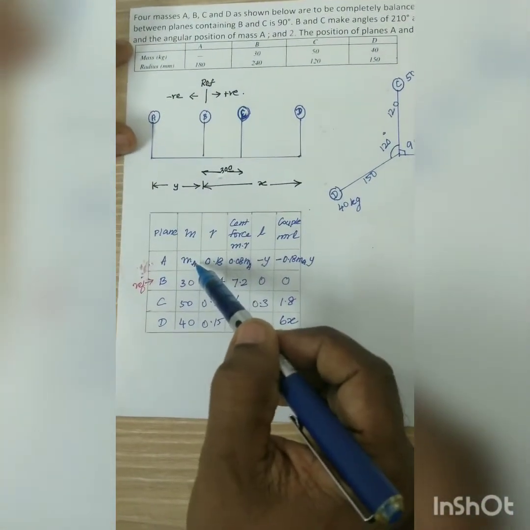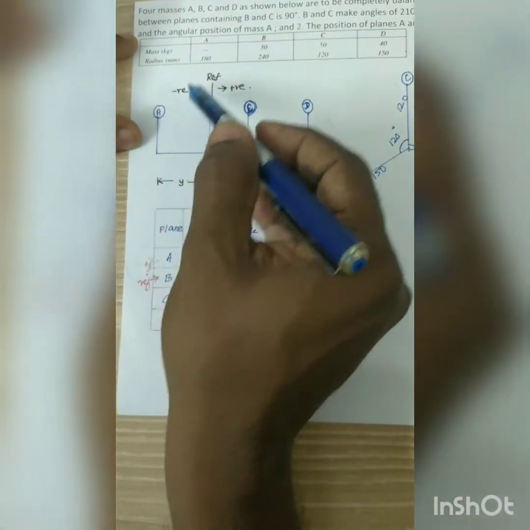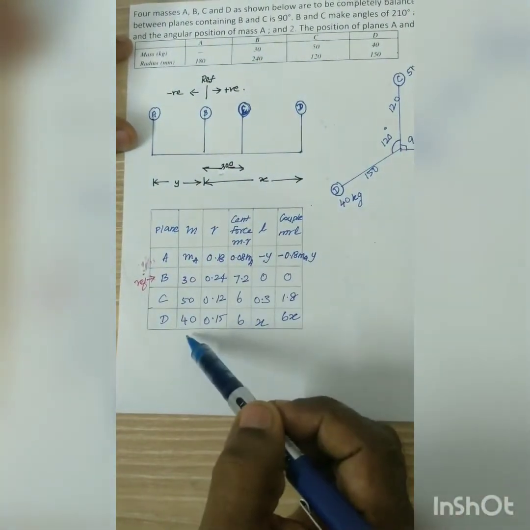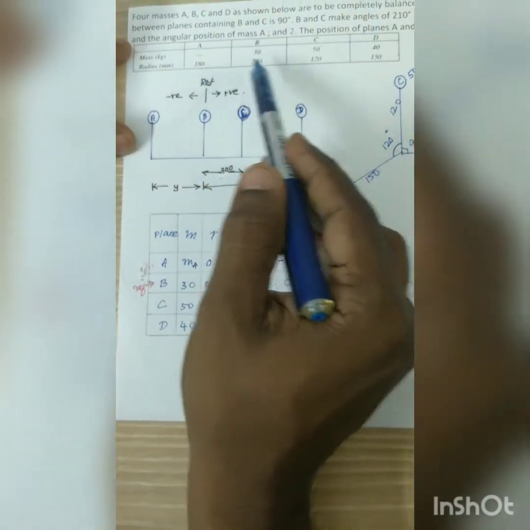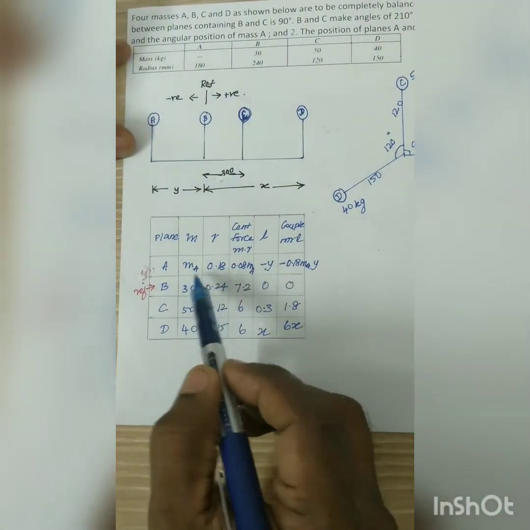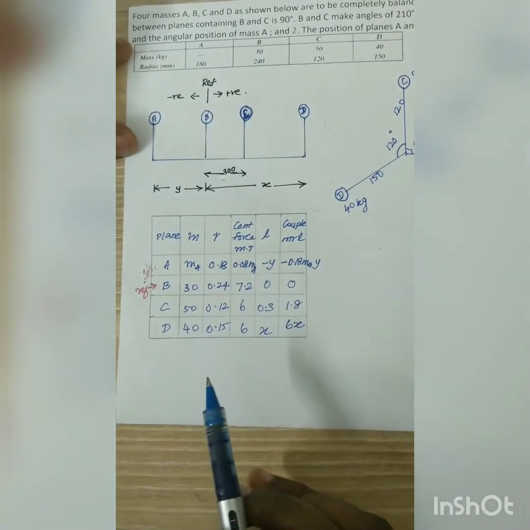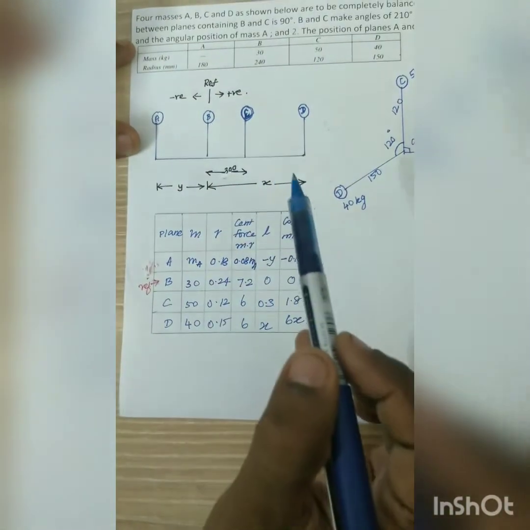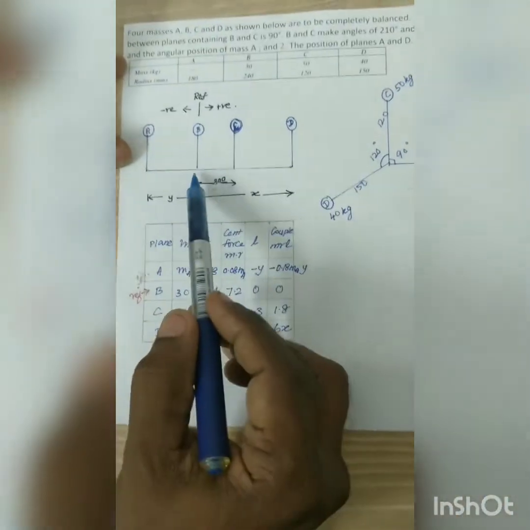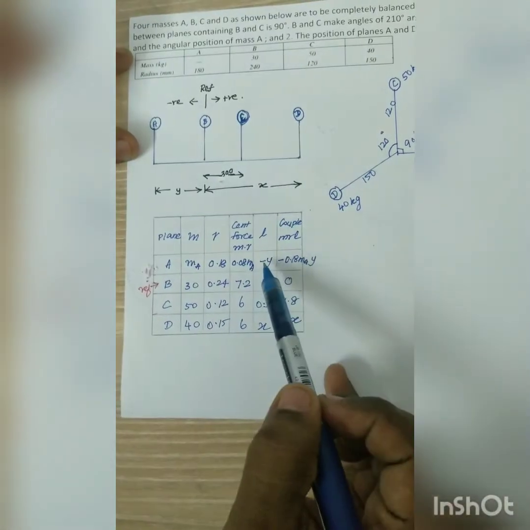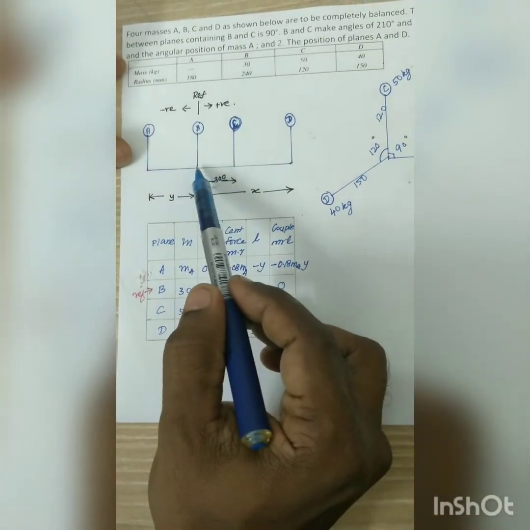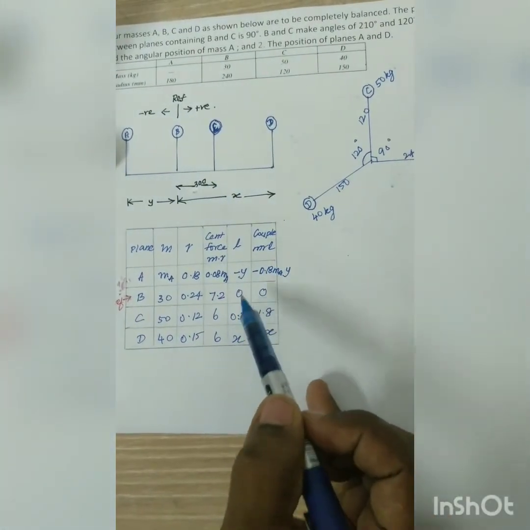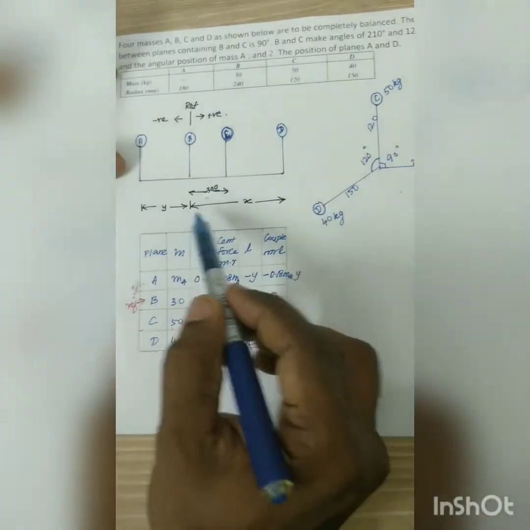For mass, we don't know the mass of A, so we take it as MA. Other masses are there, we are writing them. The radius, we are converting into meters and writing it over here. Multiplying these, we get the centrifugal forces. The length from the reference for each mass: from here to here is y, in the negative direction, so minus y. This is the reference point, so 0. From here to here is 300 millimeters, so 0.3. From here to here it is x.